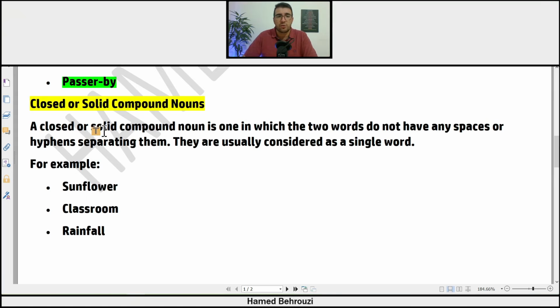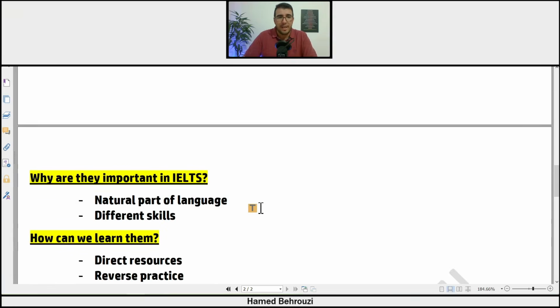Okay, a closed or a solid compound noun is one in which the two words do not have any spaces or hyphens separating them. So they join together and they make one word, but you can see visibly that they are separated. They can be separated. Something like this. Sunflower, classroom, rainfall. You can see the word sun, and then you can see the word flower here, right? Sun and flower. There are two separate words, but joined together, they are speaking about just a form of flower, right? Anyway, that part is finished.